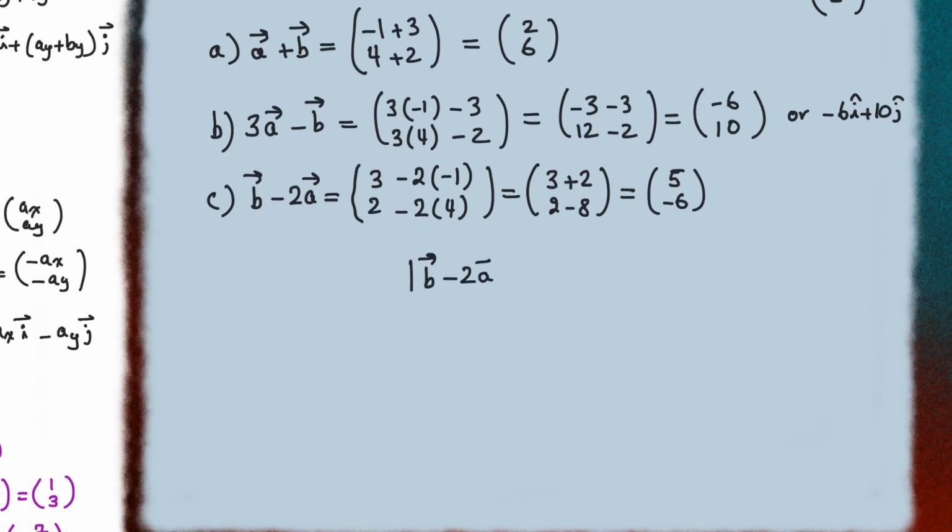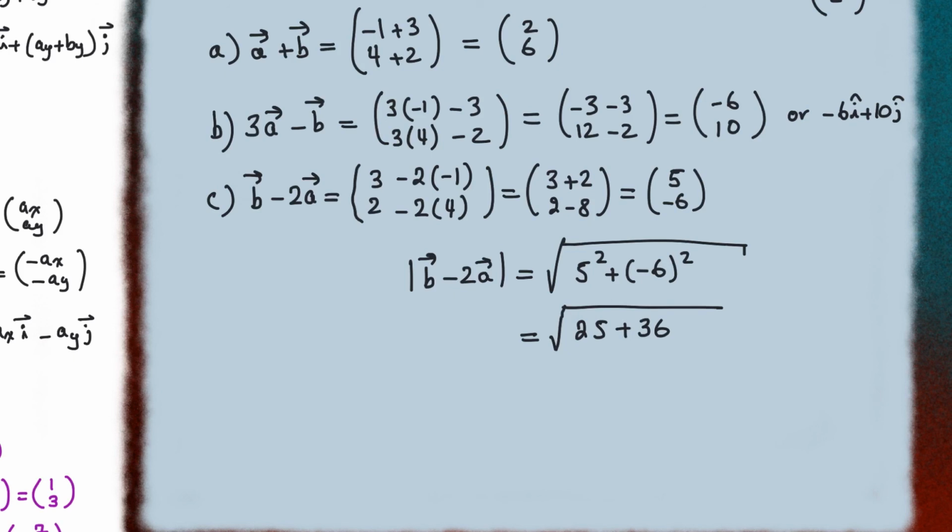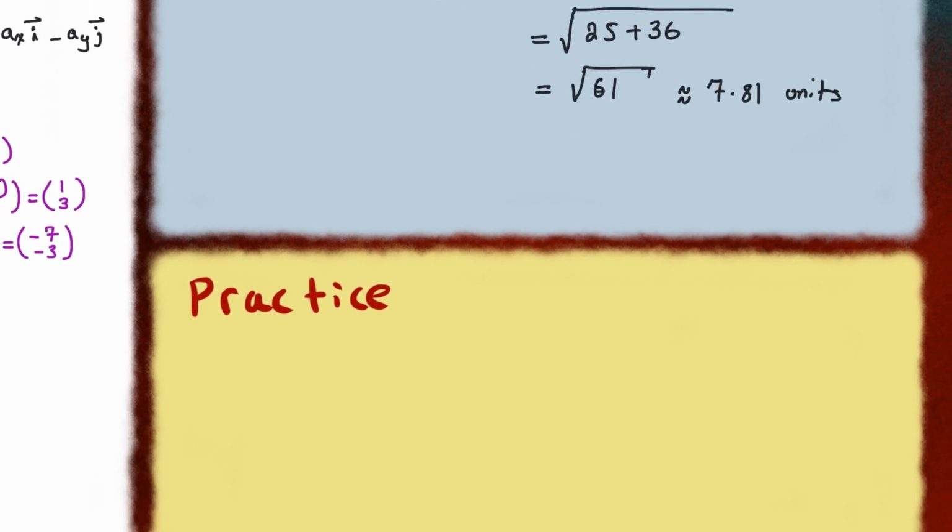Now for the magnitude, we will use the square root of the x component squared, 5 squared, plus -6 squared, which is the y component squared, and that's 25 plus 36, giving us the square root of 61 as our final answer. We can write that in 3 significant figures if we're in the IB program, and that's 7.81 units.